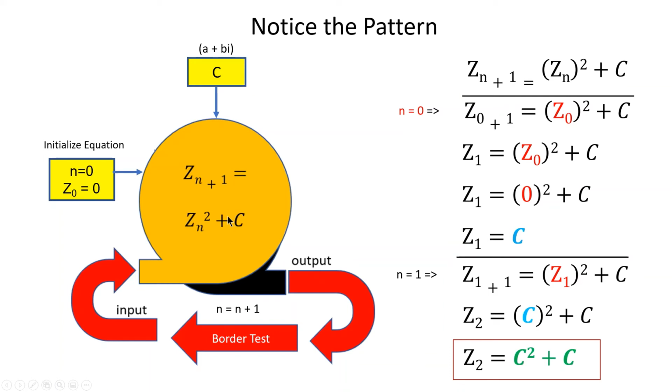So C squared plus C, or Z2, goes around the loop. The border test says, is the point that this equates to, whatever point that is, outside the circle? Because if it is, it'll stop. Otherwise, it'll press on. It will increment n, n becomes 2, and it'll come back here.